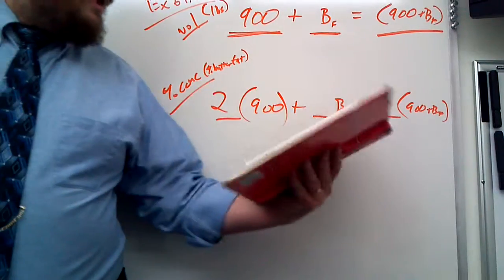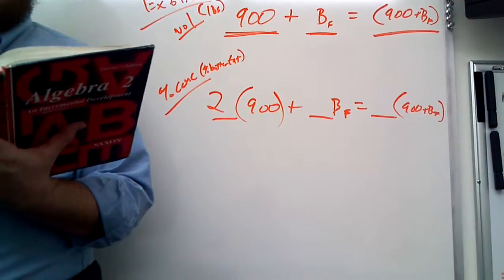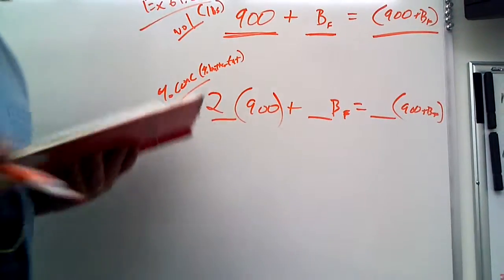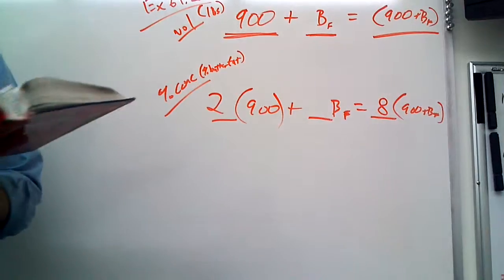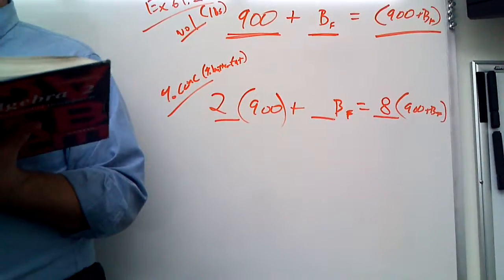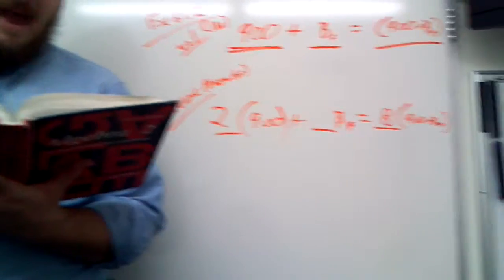Now I'm going to skip to the end here. They want to raise the butterfat content to 8%. So they want to end up with 8%. So 8 times 900. Now, how much butterfat do they have to add?